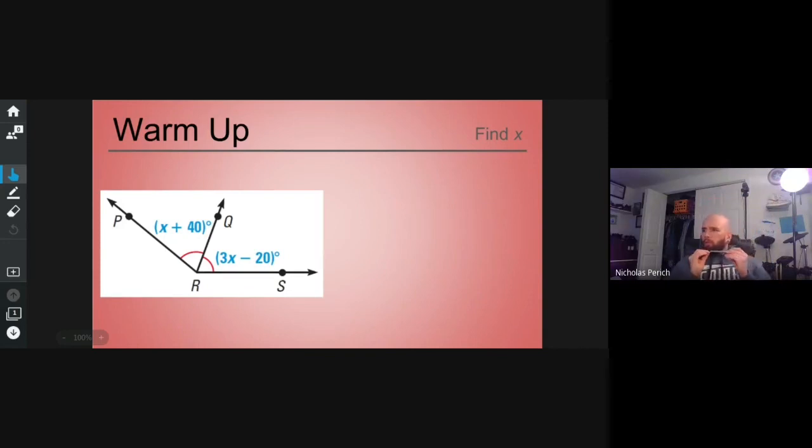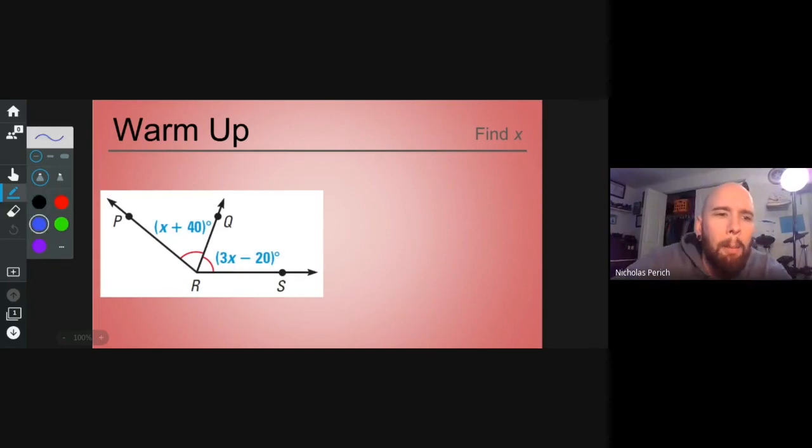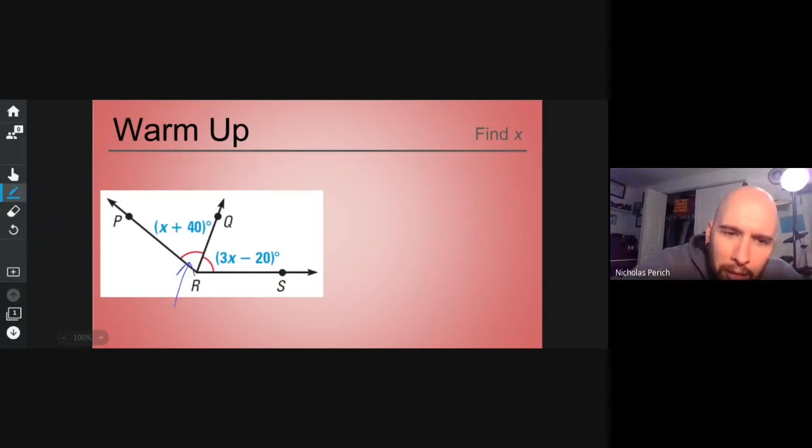This warm-up is based off of stuff that we did yesterday. Those red hoopy things attached to the angles indicate that those are equal angles. And when I'm talking about red hoopy things, I'm talking about these red marks. See them? Those red hoopy things represent the fact that angle PRQ and angle QRS are the same.